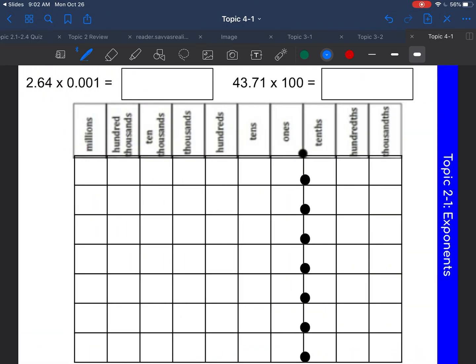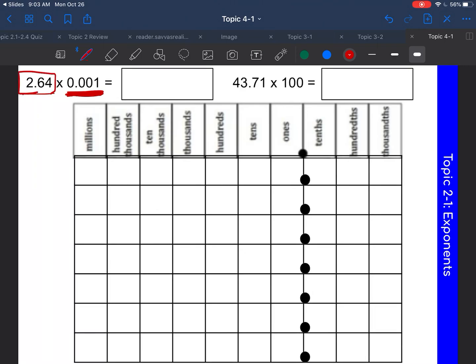Okay, so now we're going to do some examples, and I'm going to have you guys do some on your own, then we're going to go over these. So let's look at this first example. We have 2 and 64 hundredths times 1,000th. Okay, so what we're going to do is we are going to shift that number over which direction? Okay, we're multiplying. Are we multiplying by a big number or a small number? We're multiplying by a small number.